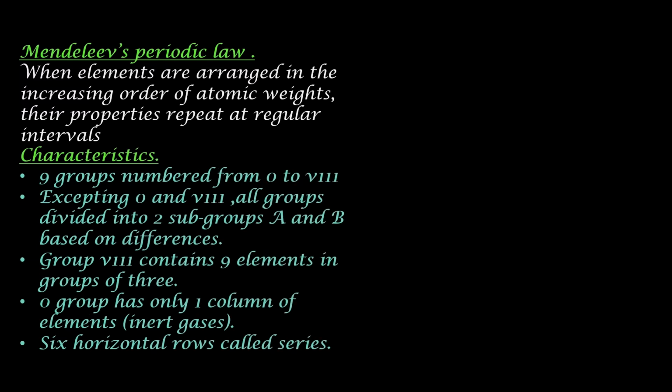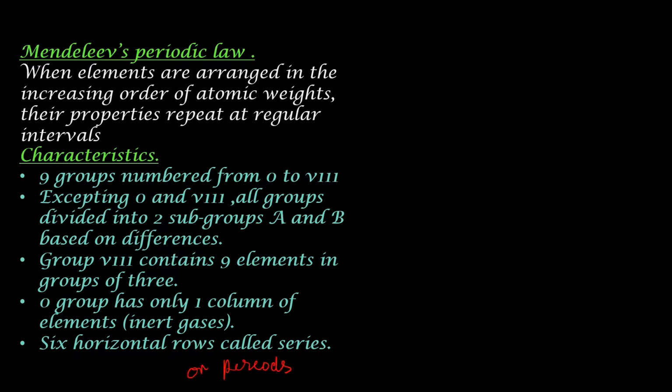What are the characteristic features of Mendeleev periodic table? As already stated, there are 9 groups numbered from 0 to 8. Excepting 0 and 8 group, all groups are divided into 2 subgroups A and B based on their small differences. Group 8 contains 9 elements in groups of 3. 0 group has only 1 column of elements, that is inert elements. There are 6 horizontal rows called series or periods.